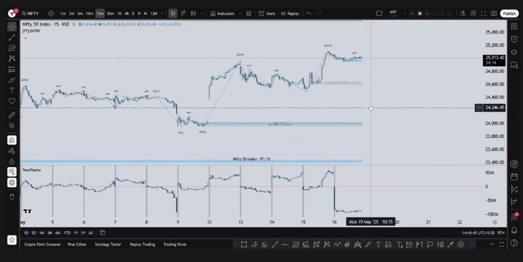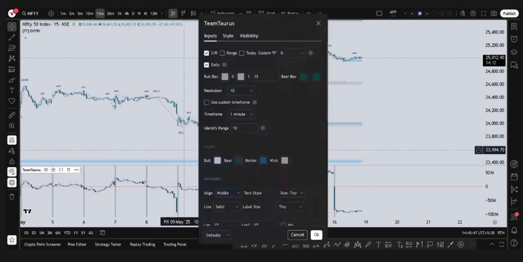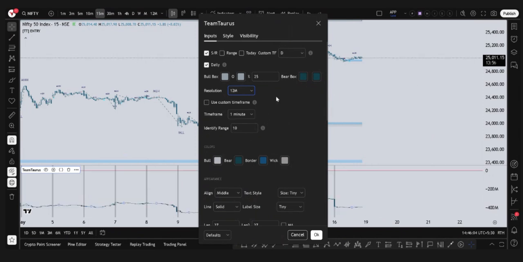And now, this bottom indicator is CVD. Just for the sake of your understanding, we have used CVD. Now, in this CVD indicator, the Team Taurus indicator, the bottom oscillator indicator, you need to use 12 months and 1 minute. Do not use anything else. Do not change anything else except for colors in this one. Okay, so these are the same.